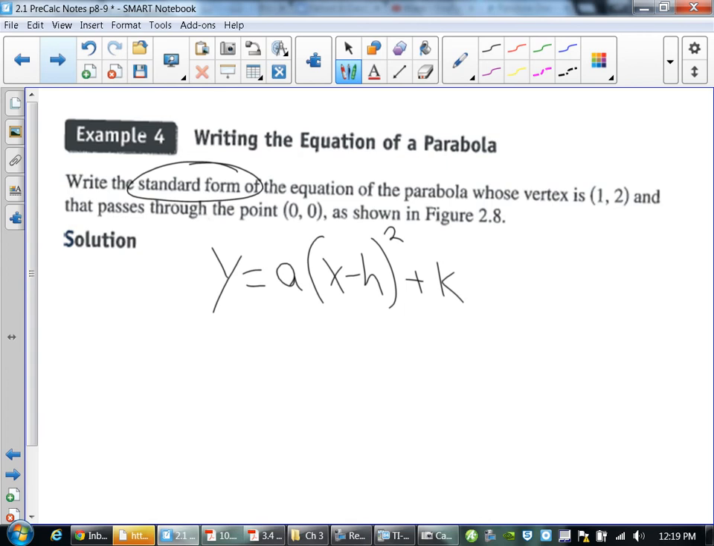what did h and k stand for in this case? The vertex. H and k are your vertex. So if you have the vertex at 1 and 2, and it goes through the point 0, 0, if this is your h and this is your k, what's the 0 and 0 standing for? The x and the y. So we have 5 total variables, and I know 4 of them. Which one am I solving for?